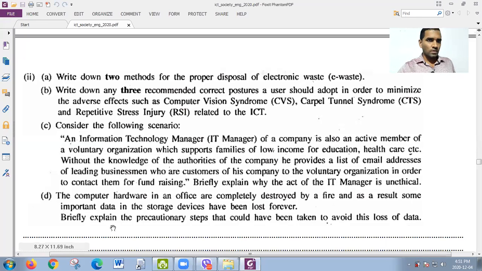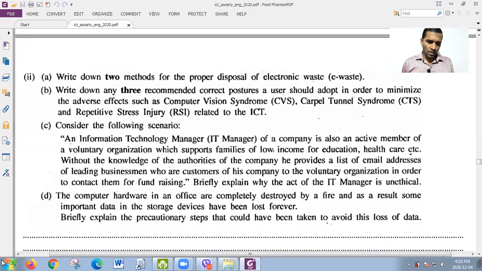Computer hardware destroyed because of fire. As a result of this, almost all the data have been lost. So briefly explain the precautionary steps. What are the precautionary steps? Here, the best one, that may be the only one, is taking backups. He could have taken regular backups. If that happened, data will be safe.